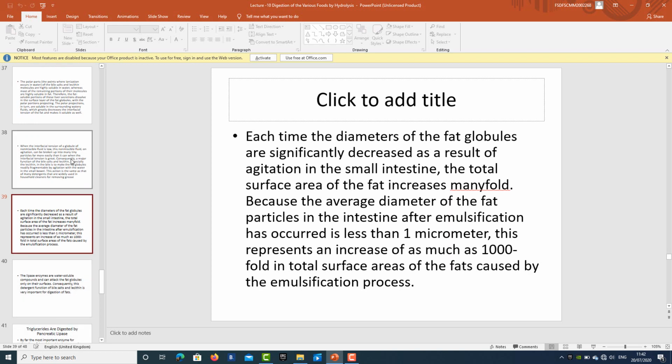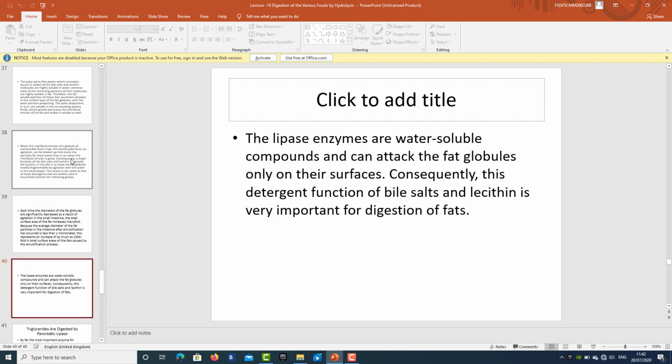Each time the diameter of a fat globule is significantly decreased as a result of agitation, the total surface area increases manifold. Because the average diameter of fat particles after emulsification is less than 1 micrometer, this represents an increase of as much as 1,000-fold in total surface area of the fats. The lipase enzymes are water-soluble compounds and can attack the fat globules only on their surfaces. Consequently, this detergent action of the bile salts and lecithin is very important for digestion of fats.